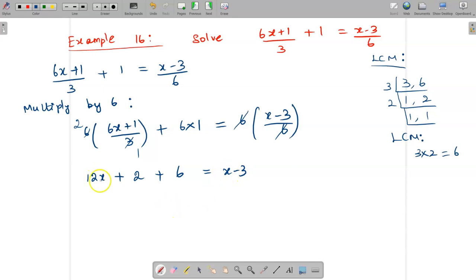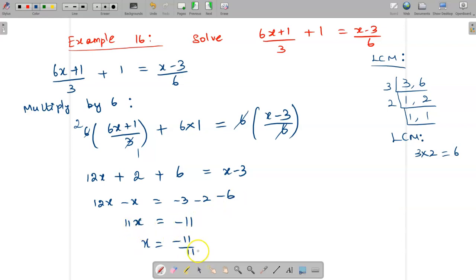Now you can take all the x values on one side and all the other numbers on the other side. So 12x, let me take x to the left hand side, so it is minus x. Here it is minus 3, and plus 2 and 6 when they go to the right hand side become minus 2 minus 6. So 12x minus x is 11x, and then minus 3 minus 2 minus 6. Minus 2 minus 3 is minus 5, minus 5 minus 6 is minus 11. So the x value is given by minus 11 by 11.